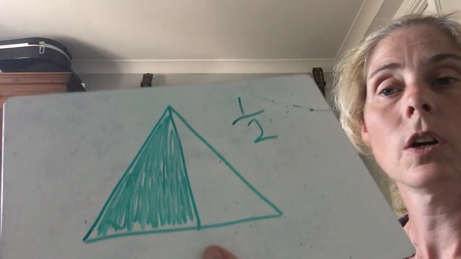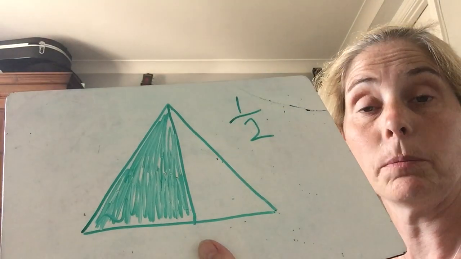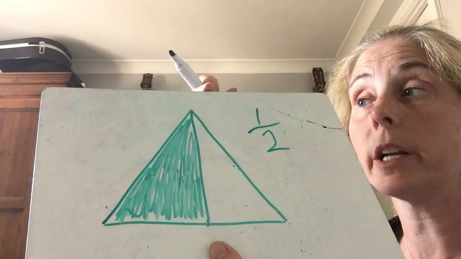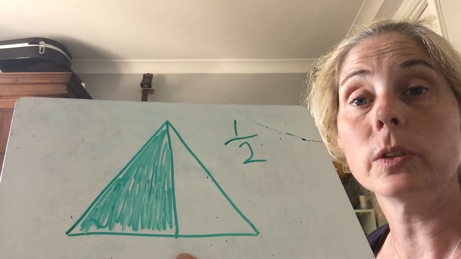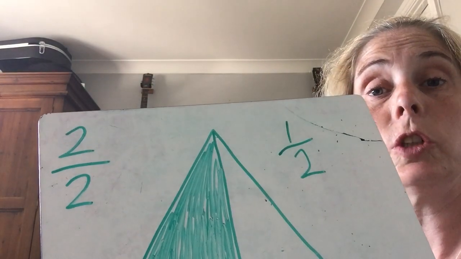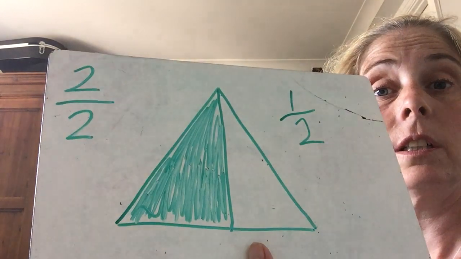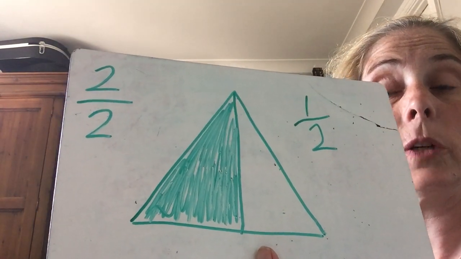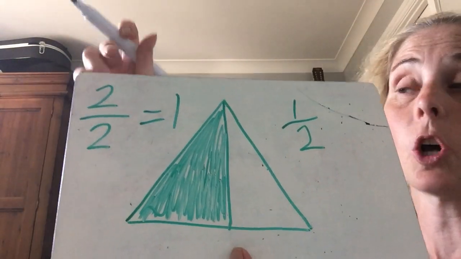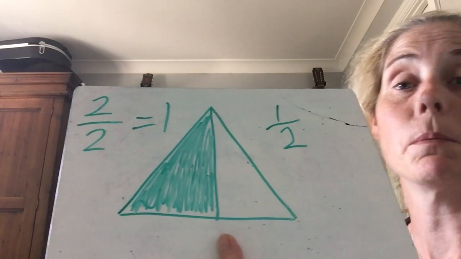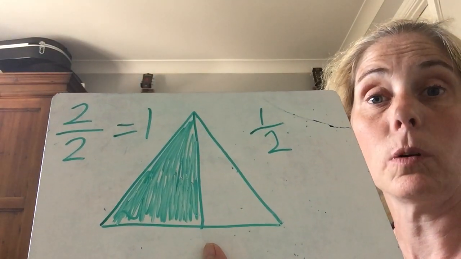Okay, and then I have shaded 1/2 of the shape. Okay, I've shaded one part out of two. What would you do if somebody said to you, can you shade two halves? What would that be? What is two halves the same as? Good, it's the same as one whole. Yeah, because the top number and the bottom number are the same, so that makes it a whole.